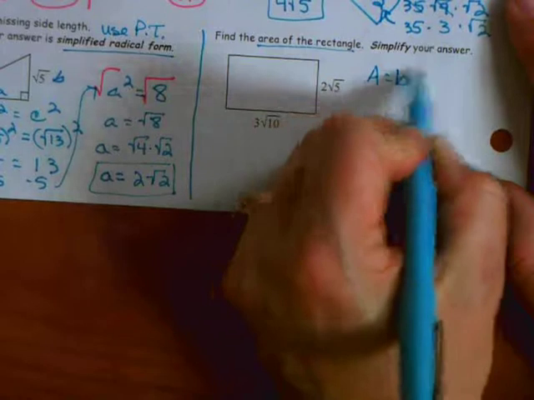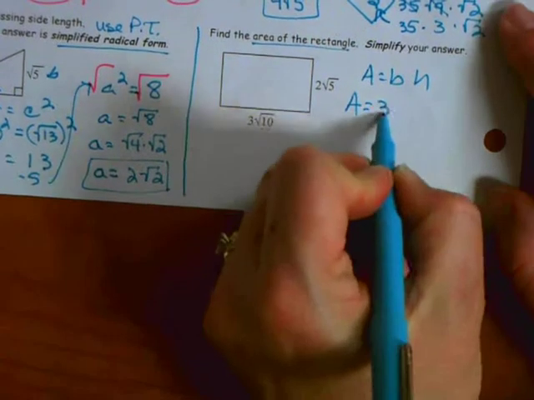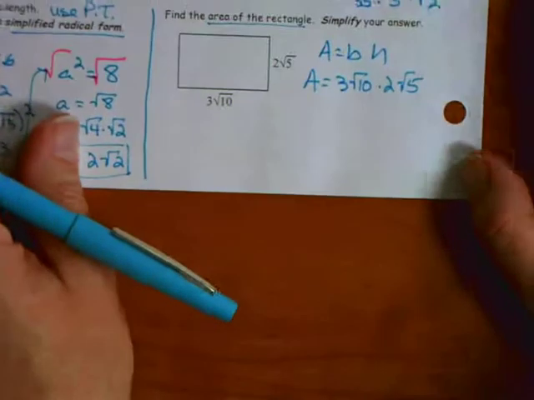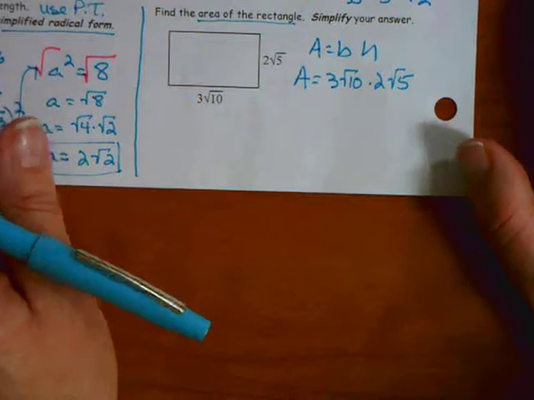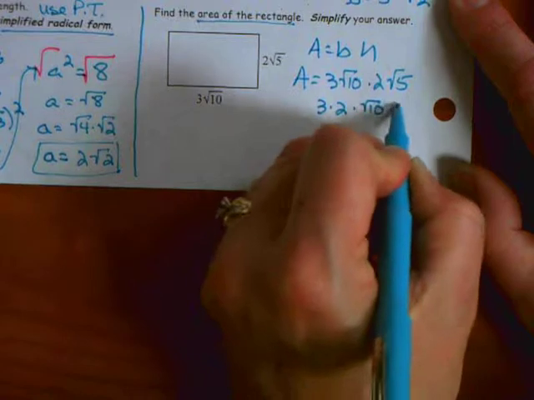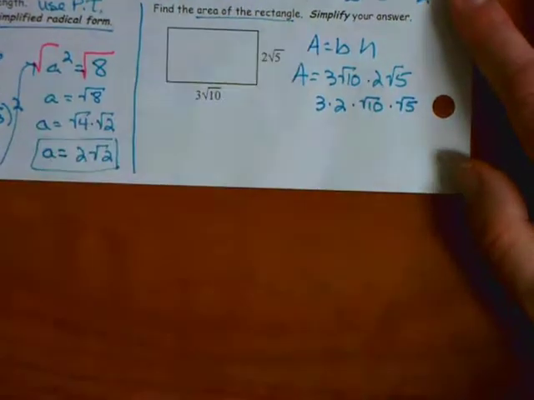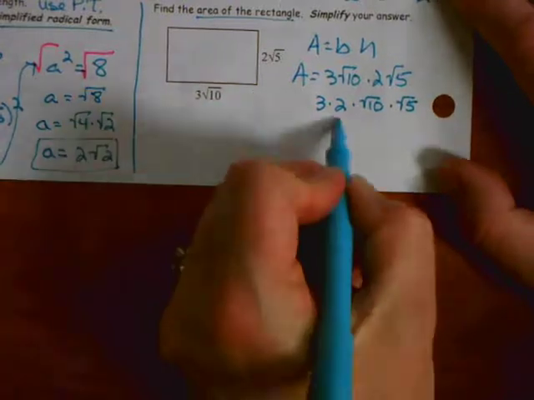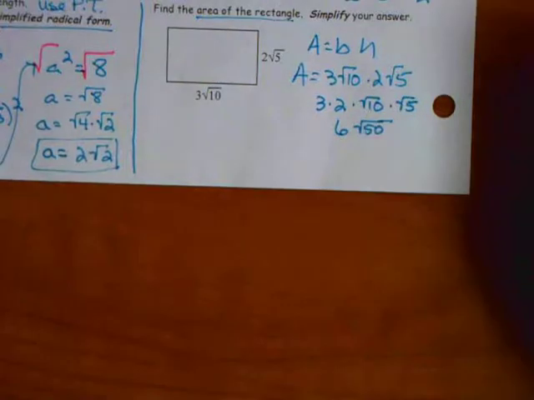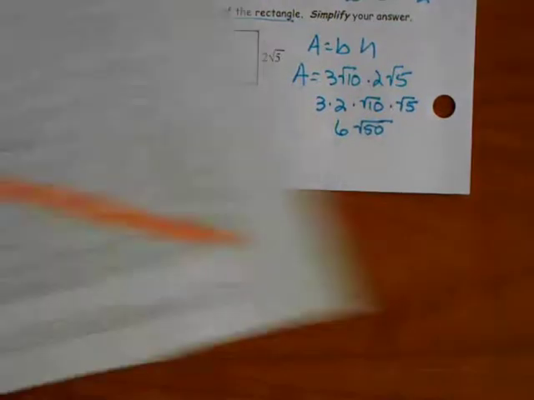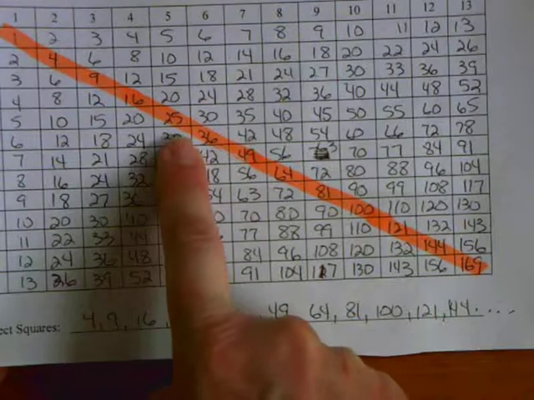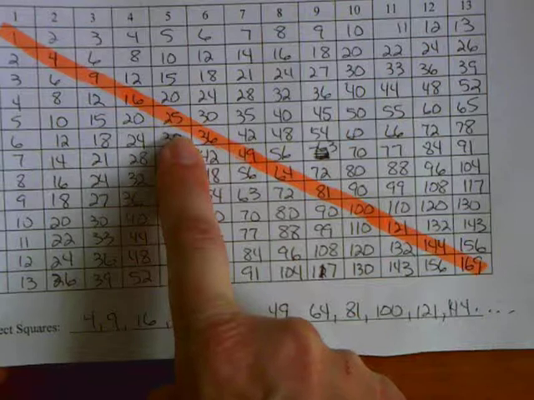So area equals base times height. Area equals 3 times the square root of 10 times 2 times the square root of 5. This is one of those rearrange, because I can. 3 times 2 times the square root of 10 times the square root of 5. 3 times 2 is 6 times the square root of 50. I'm going to see if that helps me, because I can't do anything with that. Does 50 have a perfect square factor? 25. 50 can be divided by 25. And that'll help me simplify.